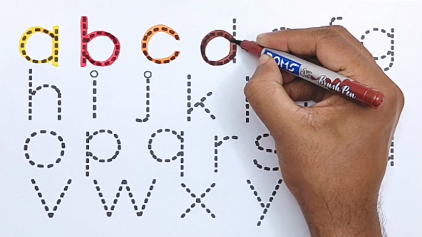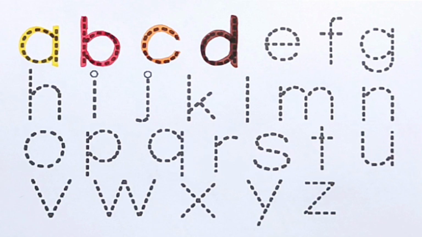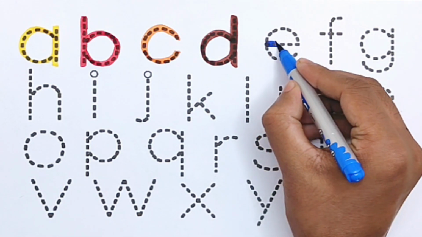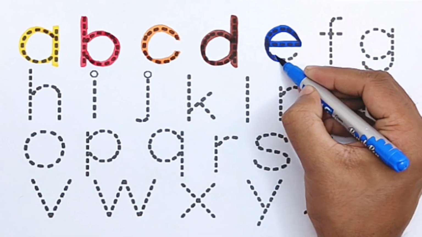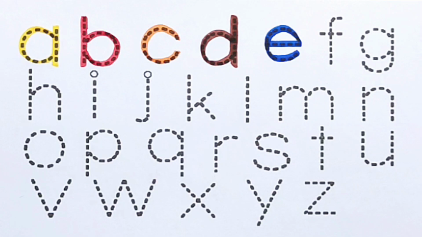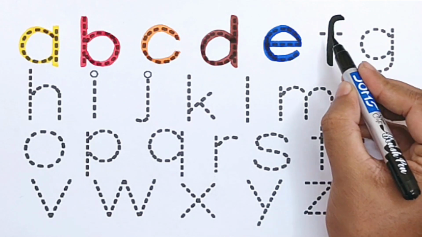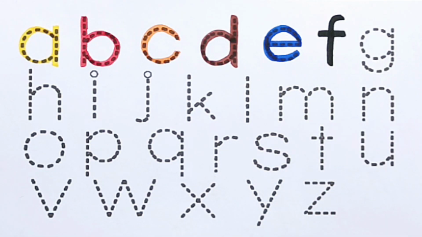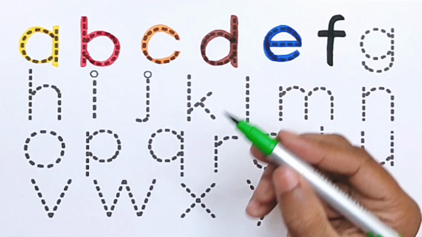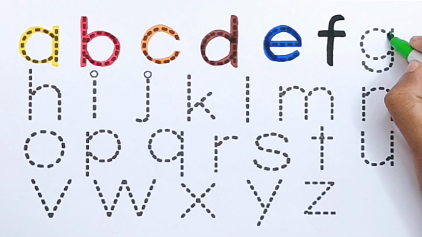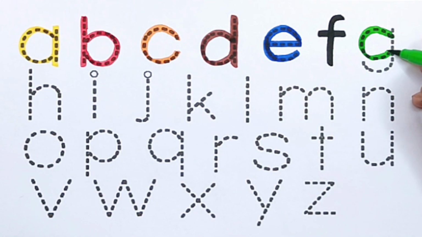D for dog. Blue color. E for egg. Black color. F for fish. Green color. G for grapes.